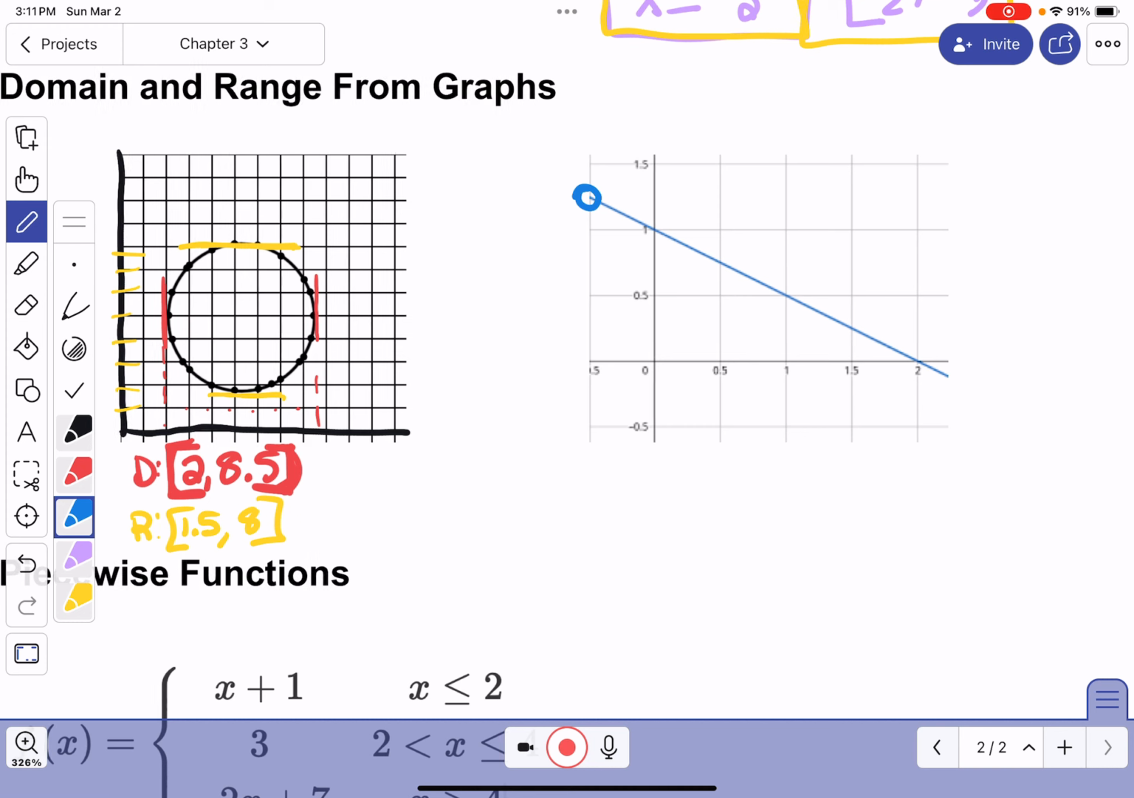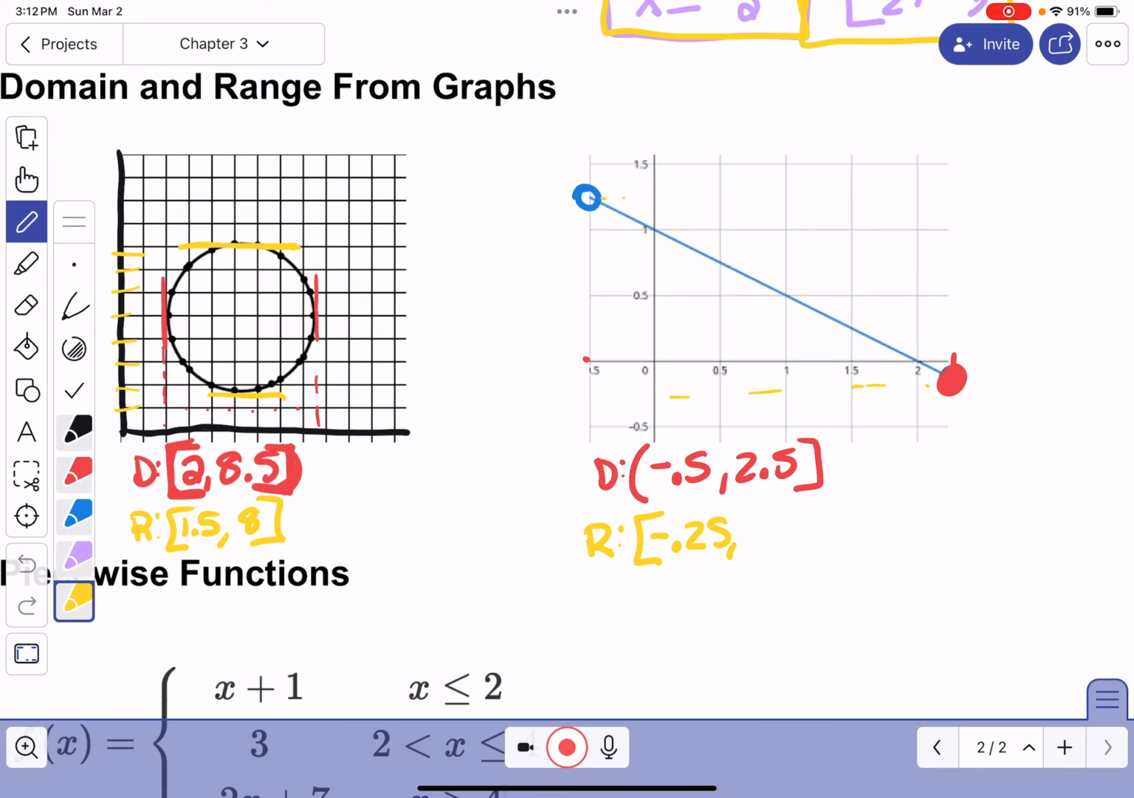If our graph had an open circle or a closed circle, we still would do this same thing. So the domain goes from negative 0.5 up to about 2.5. And then we put a bracket on this end because of that colored in circle. Range, same thing. The bottom's colored in, so it's about negative 0.25, and it goes up to about 1.25, which would be a parentheses.